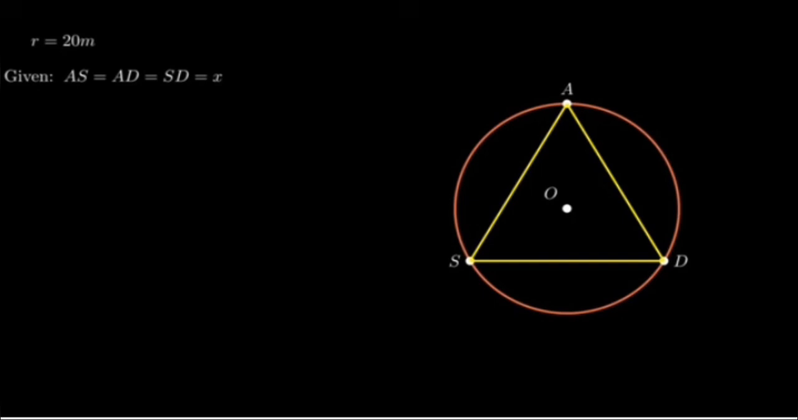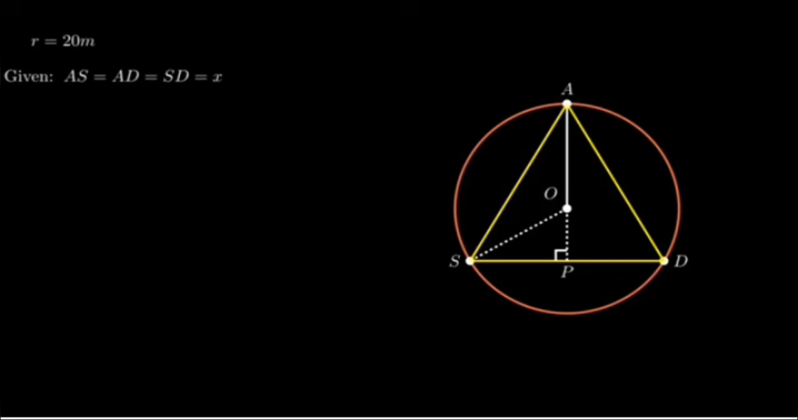To find one of the sides of the triangle ASD, a right angle triangle is constructed by drawing a perpendicular from point A to the segment SD. Join point S to point O, resulting in the formation of right angle triangle OPS.